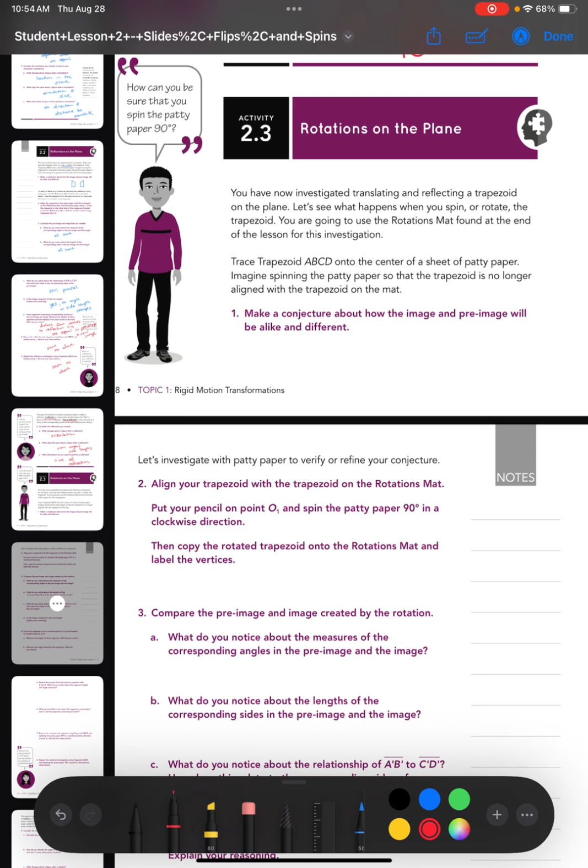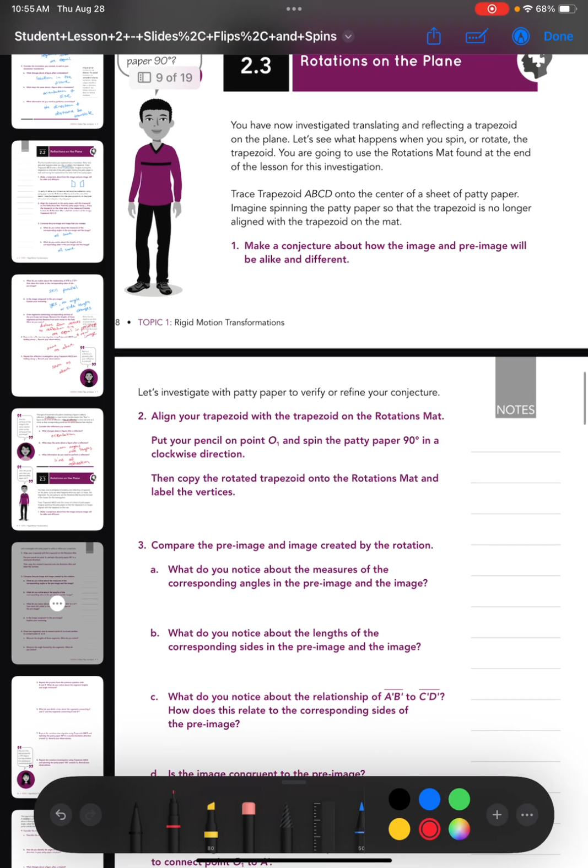Again, I'll try to do my best to draw it in here so you can see what we're looking at. So again, trace that trapezoid onto the center of a sheet of patty paper and imagine spinning the patty paper so that the trapezoid is no longer aligned with the trapezoid on the map. Okay, so one there, make a conjecture about how the image and pre-image will be alike. So again, all this question is trying to reiterate to you is that any of these rigid motion transformations is going to have the same side lengths and angles.